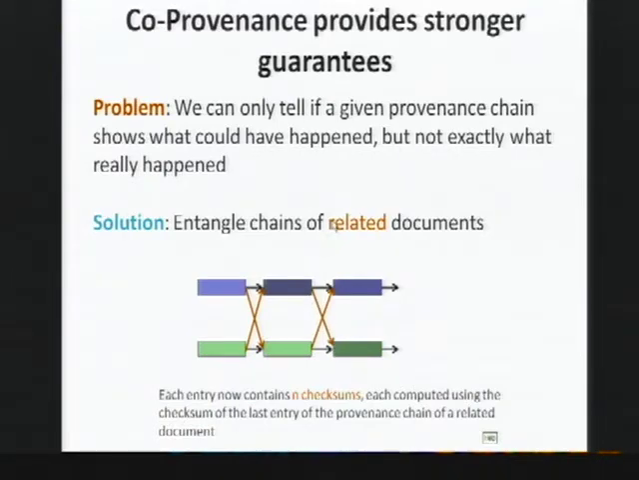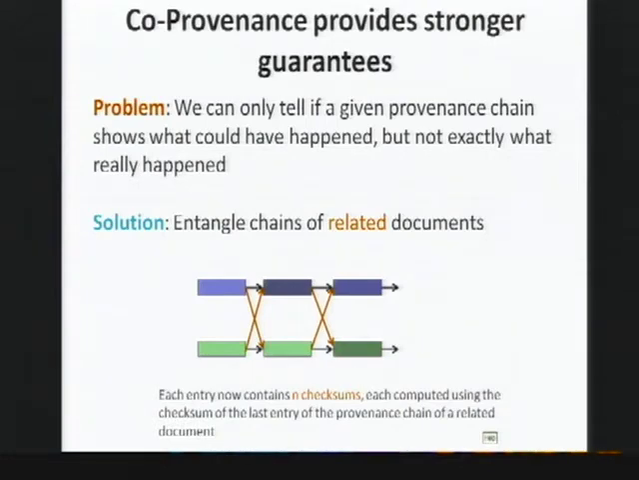So in that way, we can entangle a group of documents and have stronger provenance guarantees. Now we can say for sure that this is what happened, because if you create a fake chain, then all the related documents would not match. Their provenance chains and their checksums would not match.